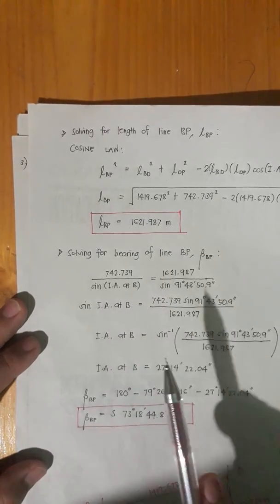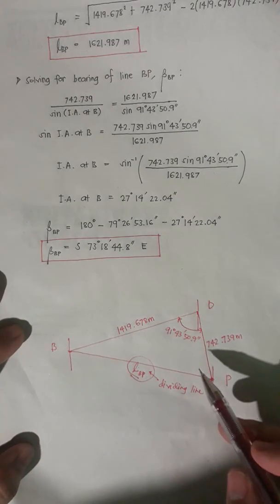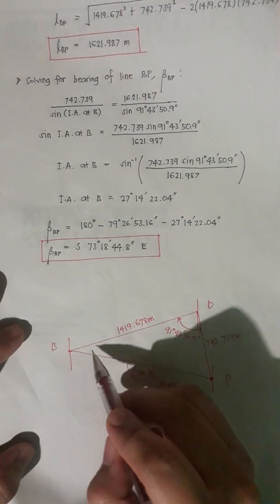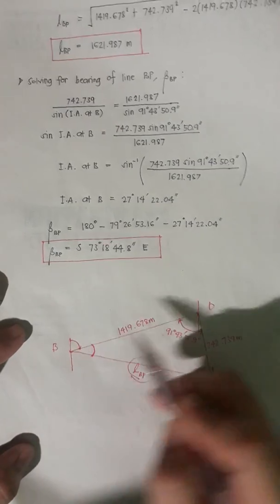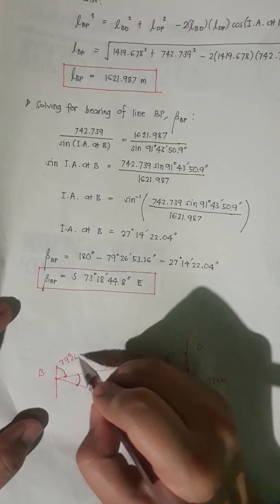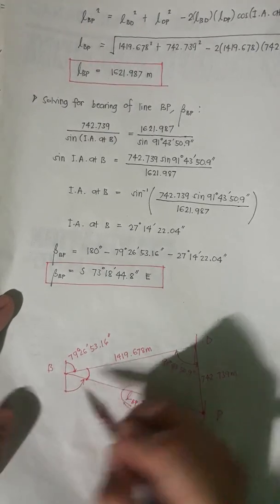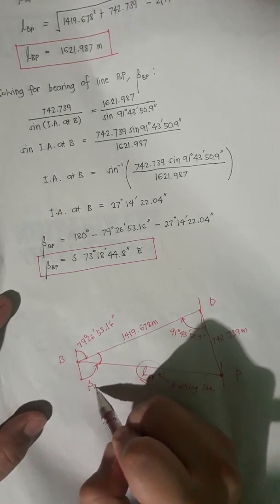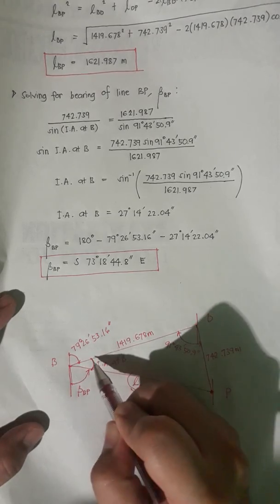In solving for the bearing, we could use the sine law. Since we already have this length, we could get this interior angle at B, and we already have the bearing of BD, which is 79 degrees 26 minutes 53.16 seconds. What we are looking for is the bearing of the dividing line BP, that is this one. So we could actually get the interior angle at B, this one.